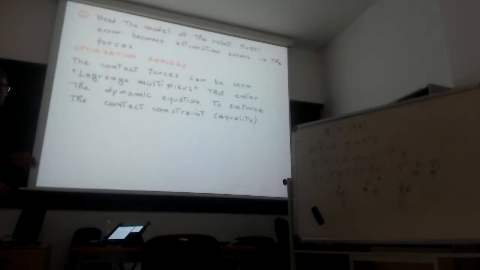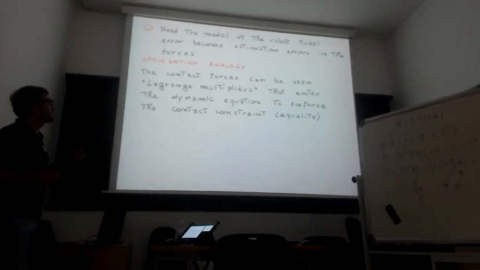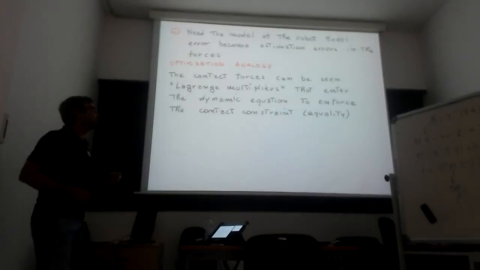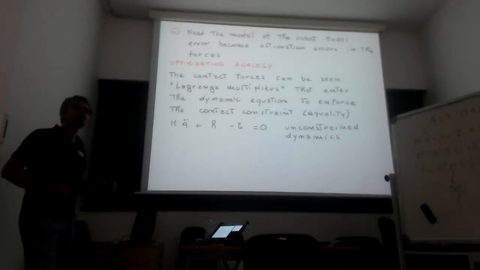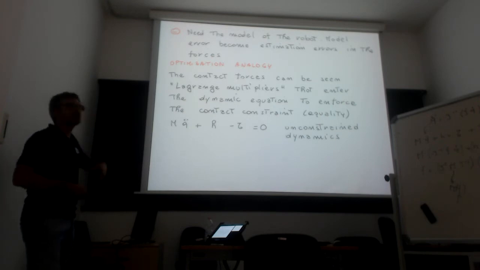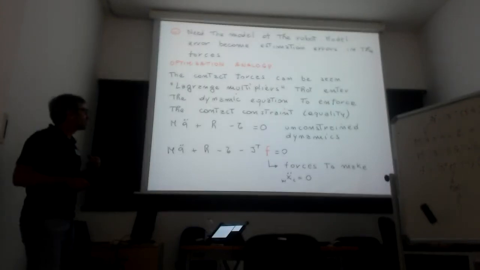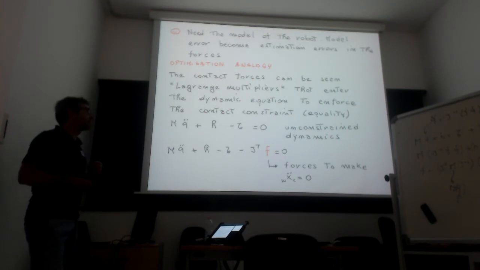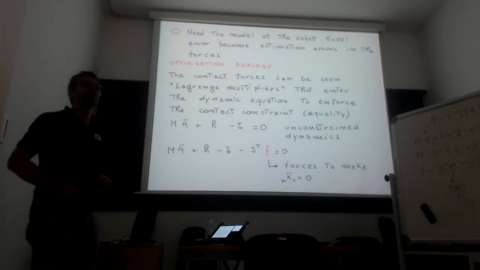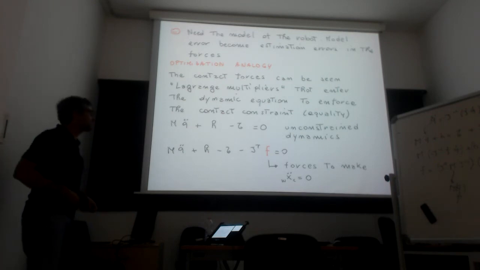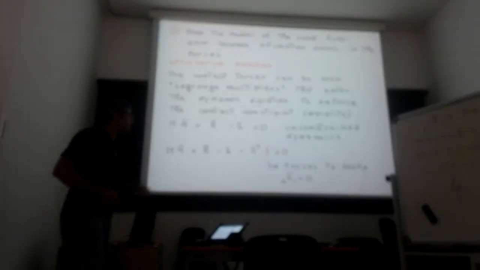There is here a nice analogy to the optimization field. Let's say that the contact forces can be seen as the Lagrange multipliers that enter the dynamic equation to enforce the contact constraint. So we have the constrained dynamics of the robot floating in the air, let's say, and whenever there is contact, the force that is in there is the force needed to make this happen. So you make the end effector acceleration go to zero. This is a nice thing I found out a while ago.